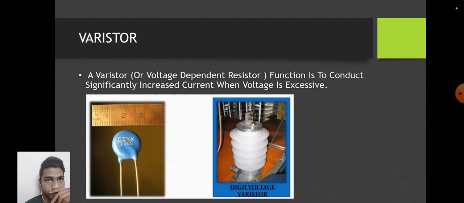Next one is varistor. A varistor or voltage dependent resistor's function is to conduct significantly increased current when voltage is excessive. So this is a varistor and this is the high voltage varistor. So we can see that varistor is very small, about 1.5 centimeters.